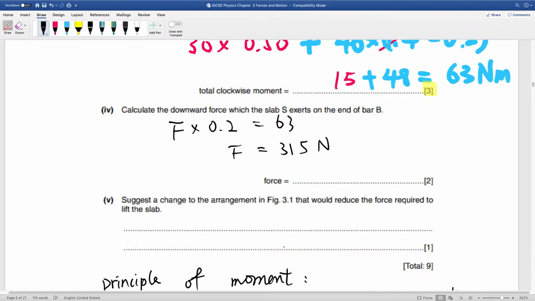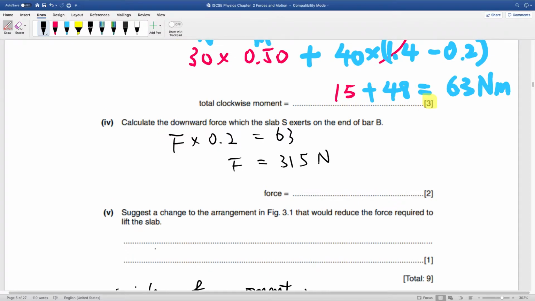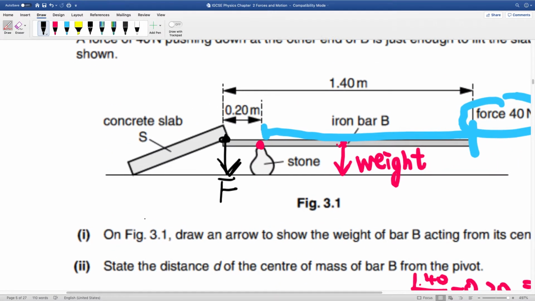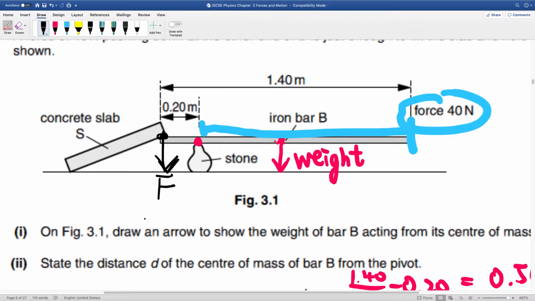Can we do another question? Let's finish part 5. I don't know how to do part 5. I hate wording questions. Wording questions are a little bit challenging. Part 5 asks you to suggest one thing: how can you reduce the force F?